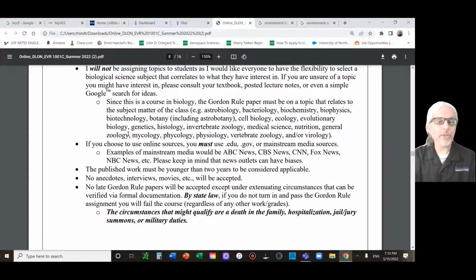You just have to pick something that relates to environmental science. That's the only criterion here. It has to relate to environmental science because that's what the course is about. Outside of that, pick whatever part of biology you want. I don't care. So I gave you examples: astrobiology, bacteriology, biochemistry, biophysics, biotech, botany, subbio, ecology, evolutionary biology, genetics, histology, invertebrate zoology, medical science, nutrition, general zoology, mycology, phycology, physiology, vertebrate zoology, and biology. There are other subjects out there, sure. Pick any one of these as relates to environmental science. Oh, wait a minute. They don't relate to environmental science, do they? Are you sure? How hard is it to find this?